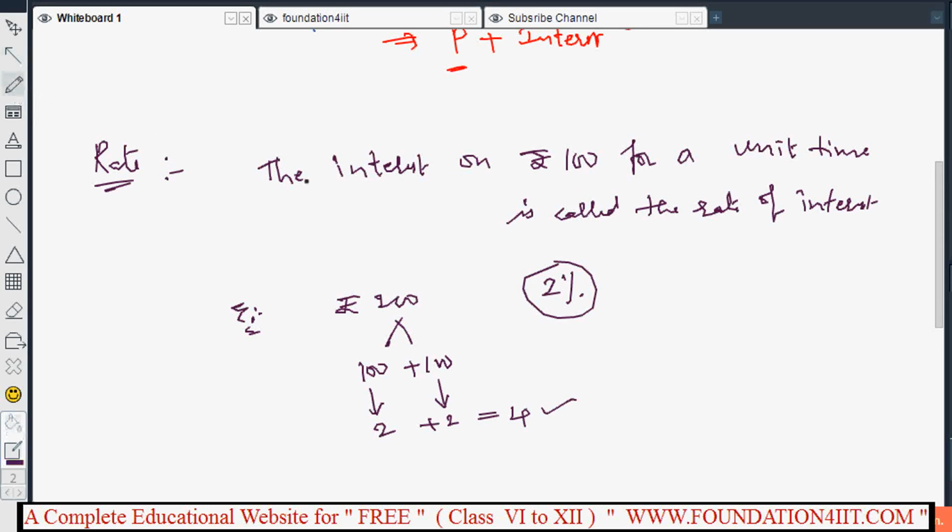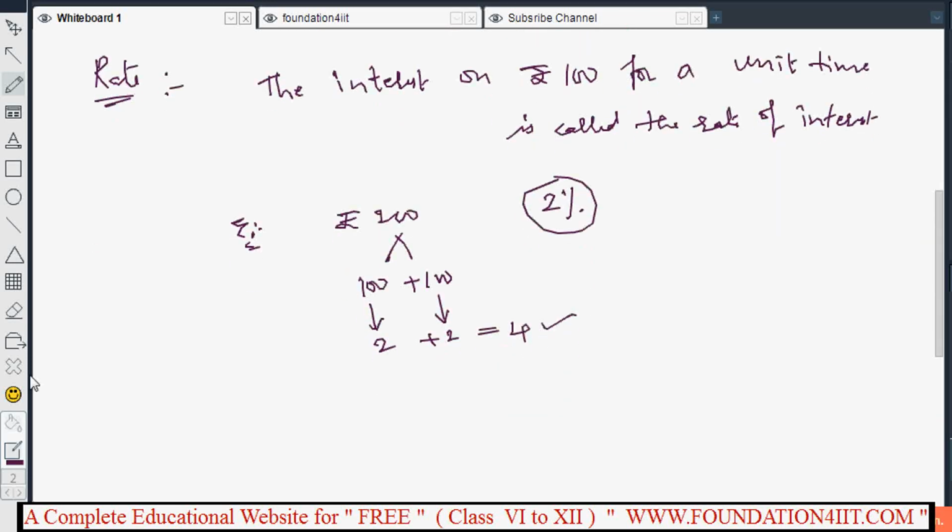One more example: if the rate is 9% per annum, it means the interest on rupees 100 for a year is 9. Per every year only we will calculate.